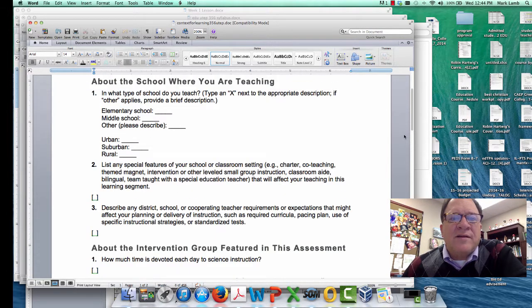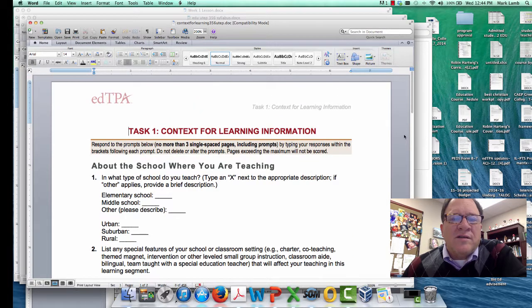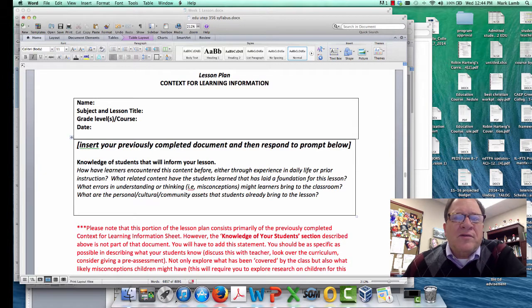Okay, so that's the context for learning document. It is in the course materials, and you will be completing that document before you do your lesson planning, so that when you come to your lesson plan, you'll just insert that document right here. So we'll see all the information in your lesson plan.